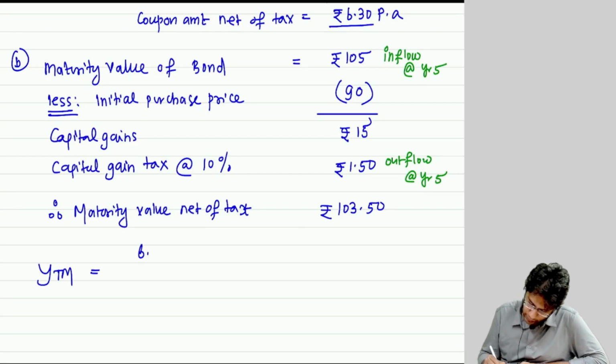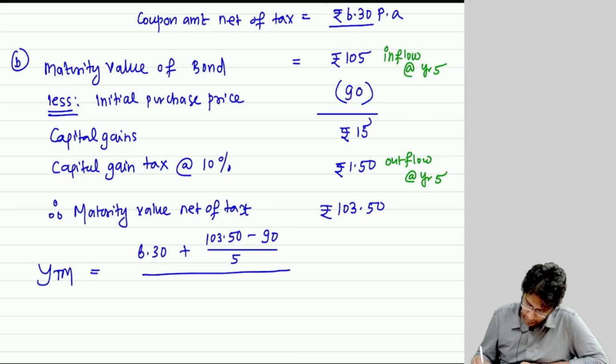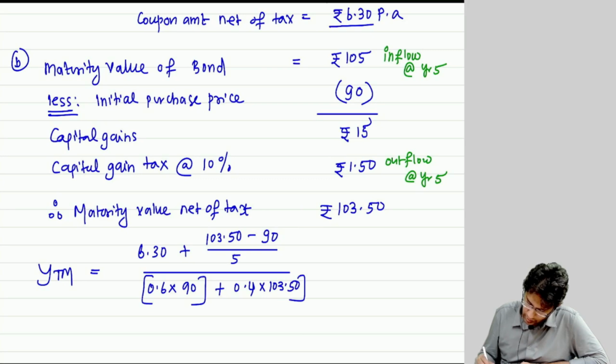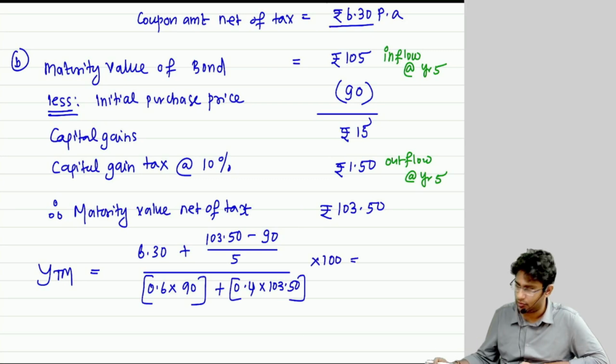Coupon amount 6.3, maturity value 103.5 minus spot price 90, divided by the life of 5 years, divided by 0.6 into 90 plus 0.4 into 103.5, entire thing into 100. Sort this out, if possible in a single go, as a direct answer on your calculator.